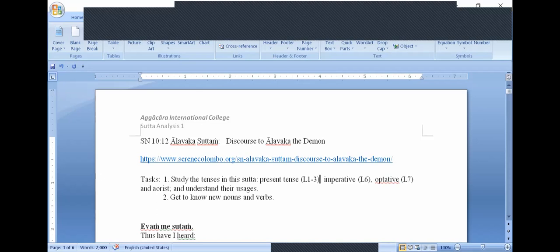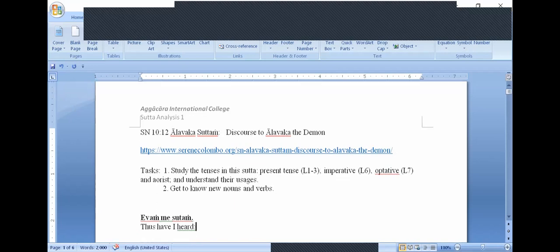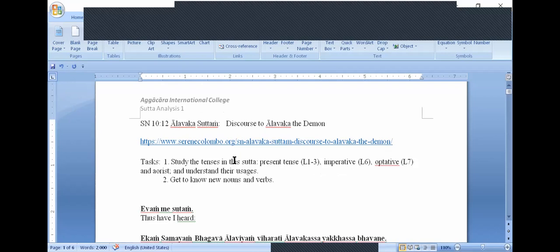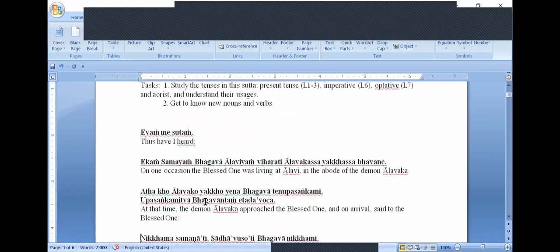So, here, we are trying to do revision in this way because I think at no point we're going to revise the Pali Easy Book, so it's good to apply our knowledge of the present tense, imperative, optative, and then from this, we can get to know more nouns and verbs. Let's say, Evam me sutam, all right? Okay, so task, you see the A1, we already learned just now.